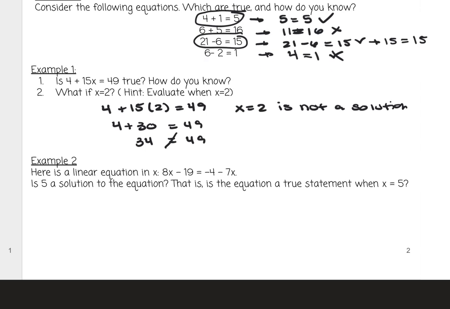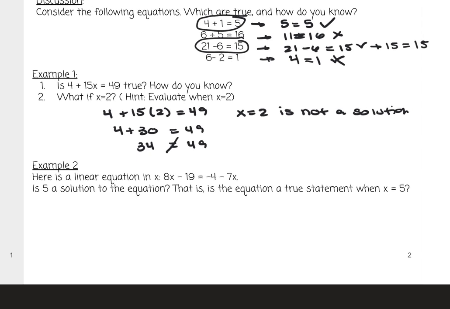Example 2 says, here's a linear equation in x. 8x minus 19 equals negative 4 minus 7x. Is 5 a solution to the equation? That is, is the equation true when x is equal to 5? So just like we did before, we're going to go ahead and plug that in. So everywhere I see an x, I'm going to plug in 5. So we're looking when x is equal to 5. So I have 8 times 5 minus 19, equals negative 4 minus 7 times 5.